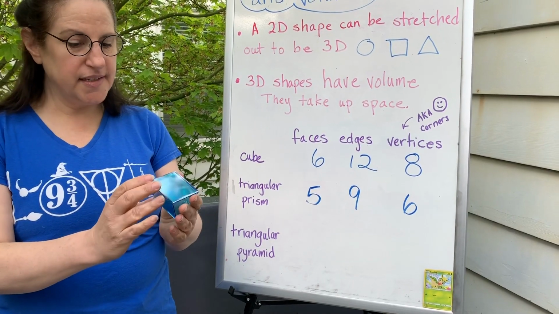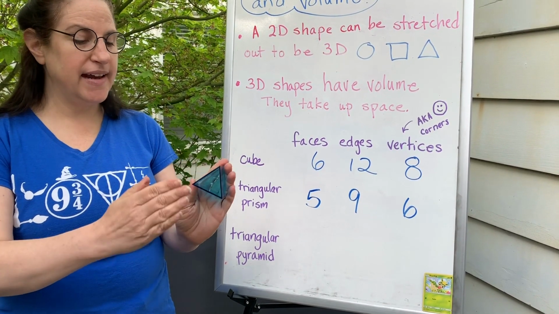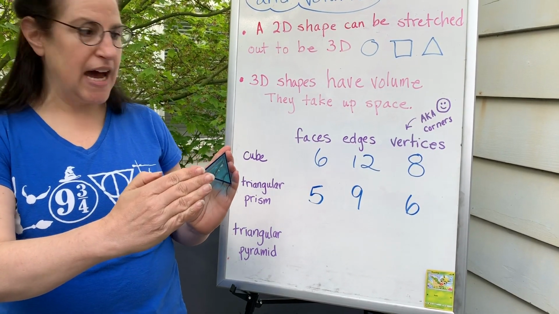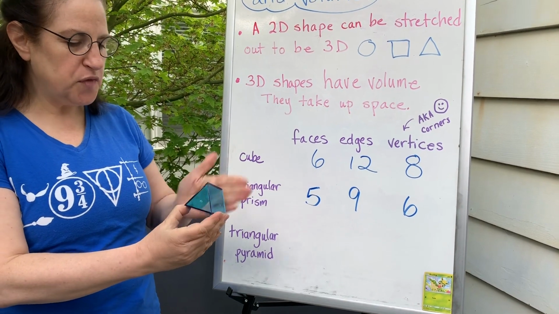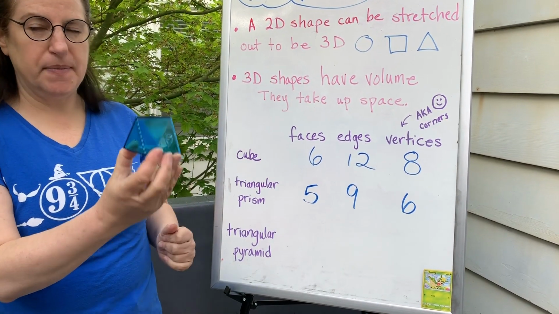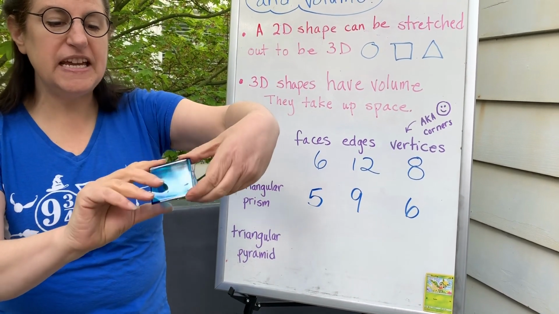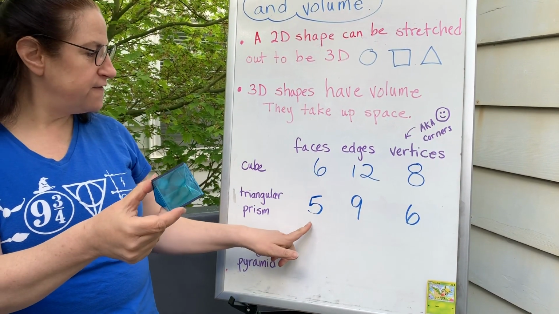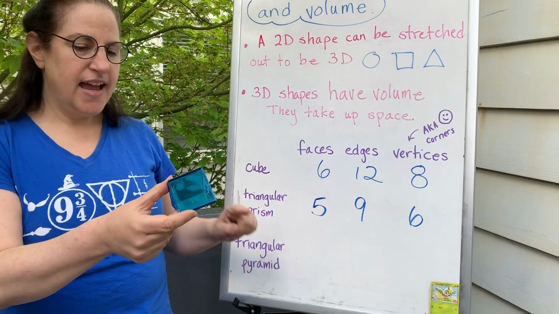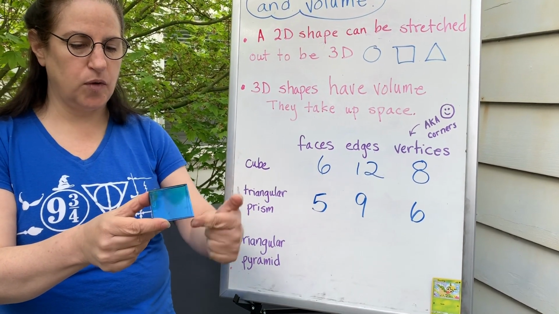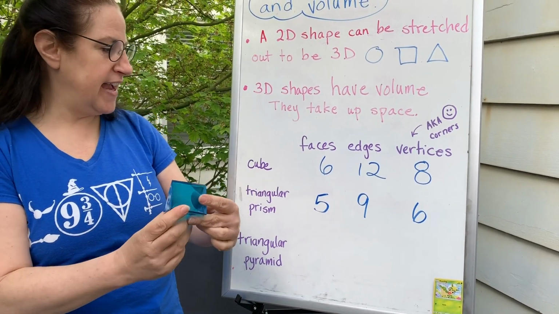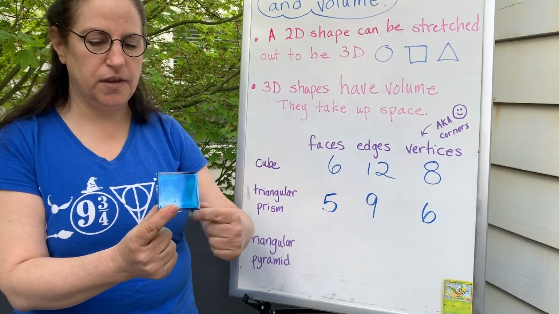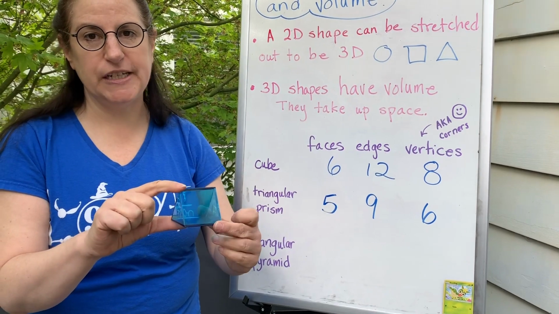So this is a triangular prism. We talked about that as being a triangle that you stretched out. And so it has 2 faces that are triangular shaped, but it's got 3 faces that are rectangle shaped. So it has 5 faces, and it has 1, 2, 3, 4, 5, 6, 7, 8, 9 edges. And let's count the corners. 1, 2, 3, 4, 5, 6 vertices.